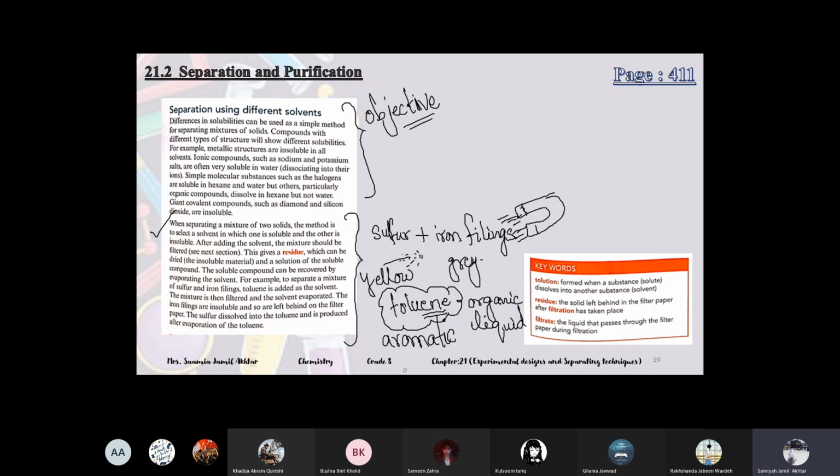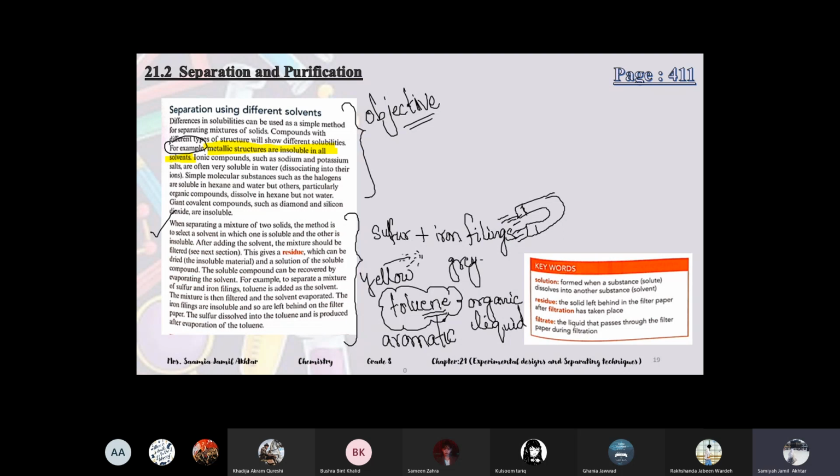Compounds with different types of structure will show different solubilities. For example, metallic structures are insoluble in all solvents. Like metals, they are saying metals are insoluble in all of the solvents. So directly when we try to dissolve them, they will remain insoluble.